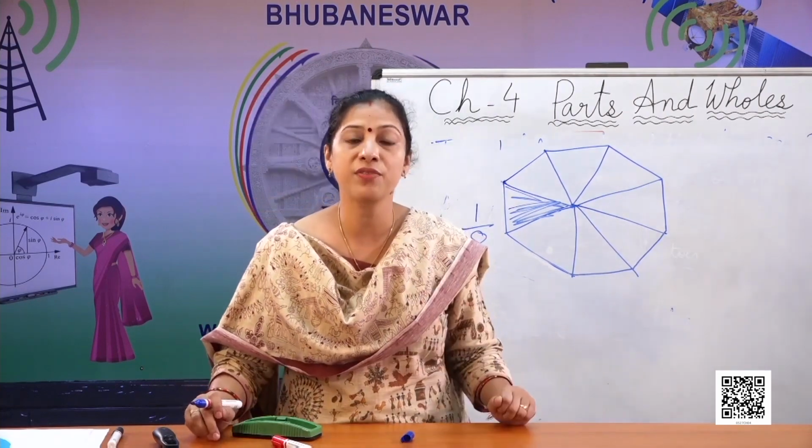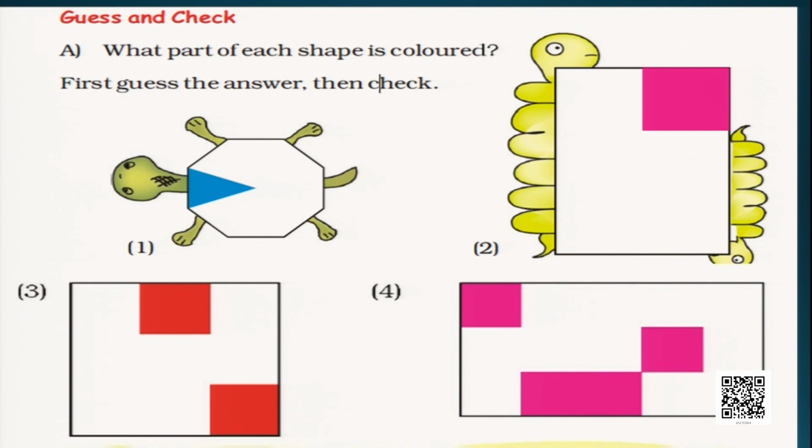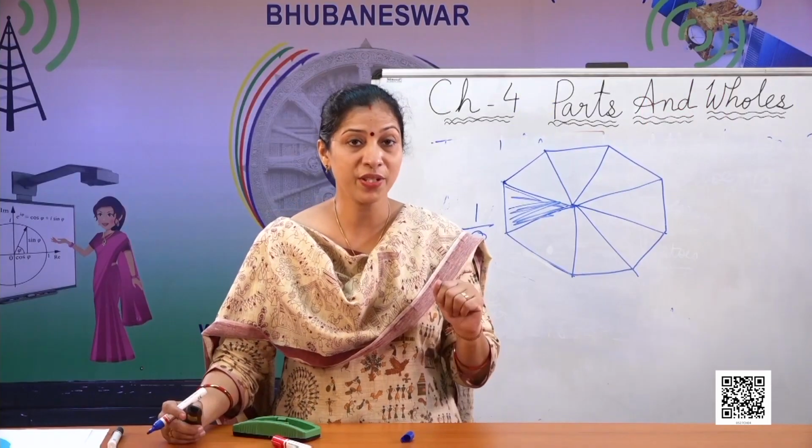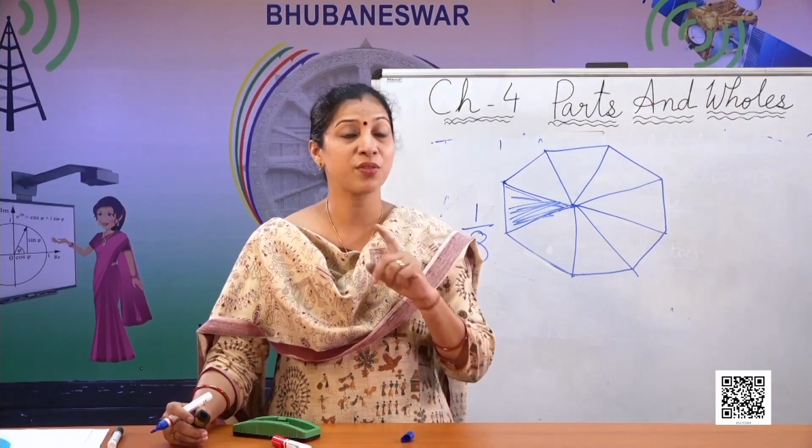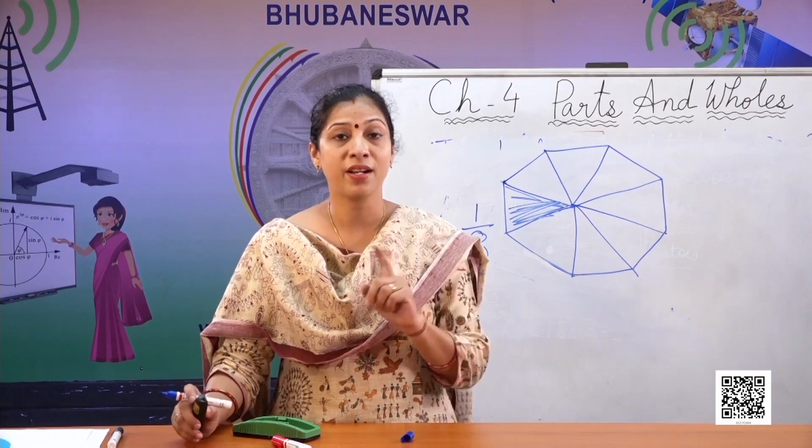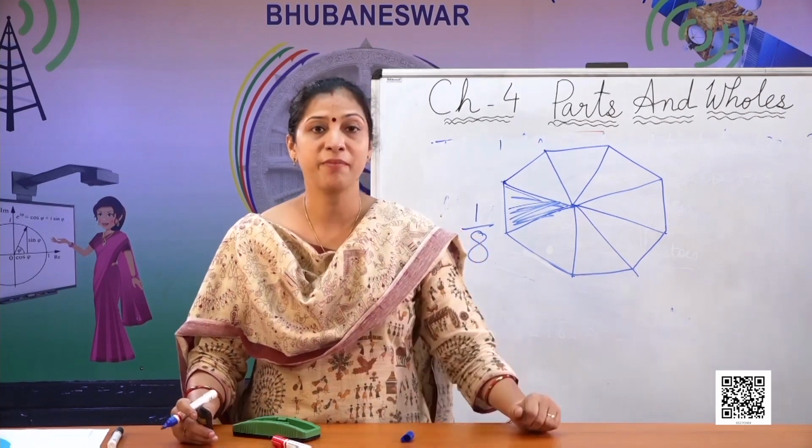Similarly, you can find out for the other shapes as well. Divide it into equal parts and find out which part is colored and what is that fraction number which has been colored. Very easy. It is a task for you, and keep on doing like this so that you will understand the parts and wholes in a better manner.